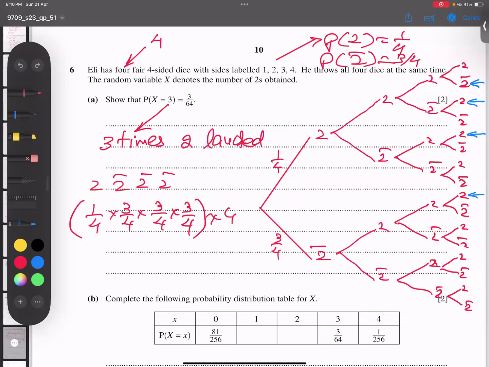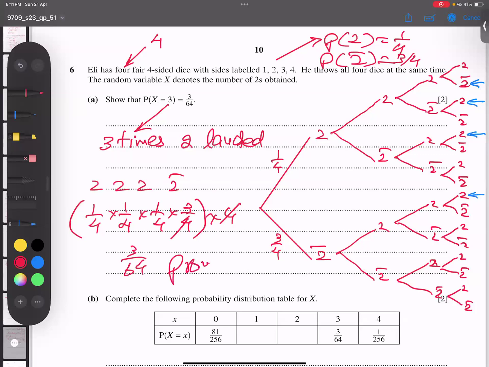Oh, sorry, this is not right. I made a mistake here. He talks about 2s and not-2s. Sorry for that. 1/4 into 1/4, and the not-2 comes only one time, so 3/4. So, students, this 4 cancels out, so 3/64 is the answer. Proved.